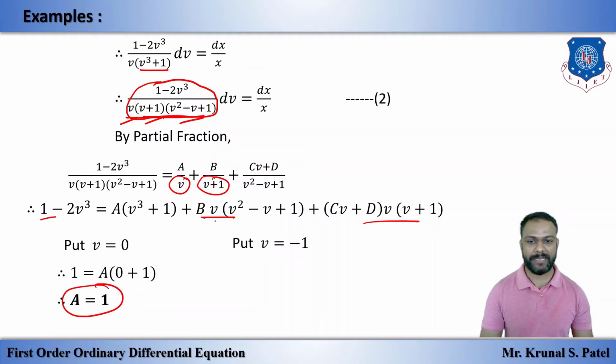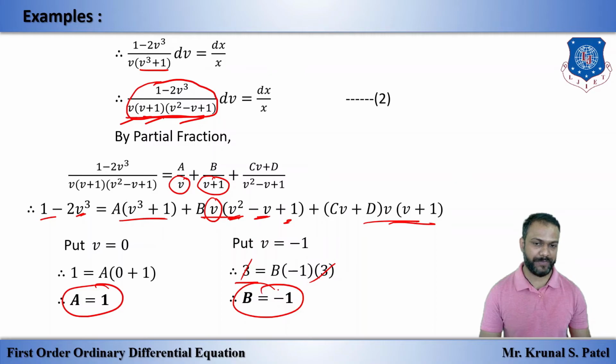Similarly, we put v is equal to minus 1. So minus 1 cube is minus 1, so this becomes a plus 1 plus 2 is 3. And because of minus 1, this is 0 and this is 0. So on the other side this is minus 1 and this 1, 1 and 1, it's 3. 3 they cancel out. So b is equal to minus 1.